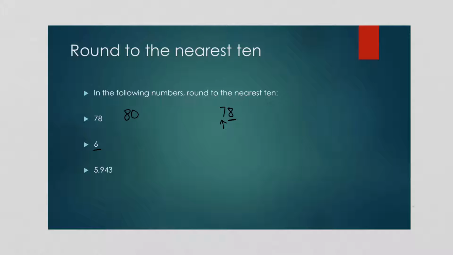So now this number right here, 6. What is 6 closer to? Is it closer to 0 or is it closer to 10? And it's actually closer to 10.